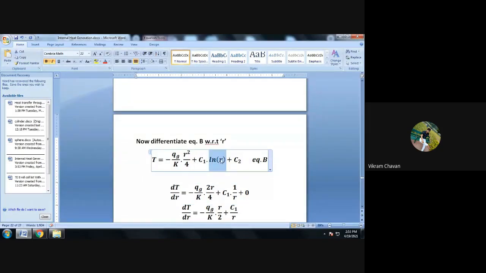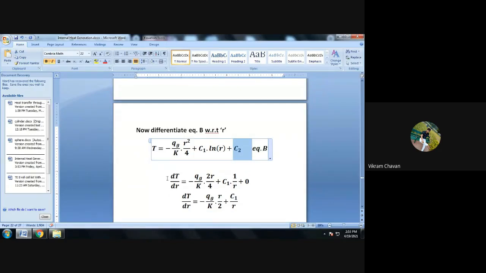C1 is the constant. Differentiation of ln of r is 1 upon r, and differentiation of constant C2 is 0. So what you will get? dT divided by dr will be equal to minus q suffix g divided by k multiplied by 2r divided by 4 plus C1 multiplied by 1 upon r plus 0.